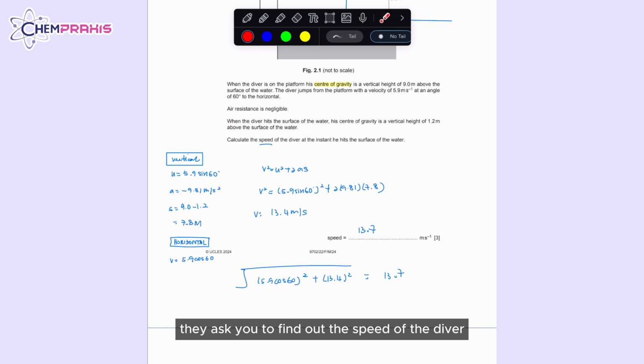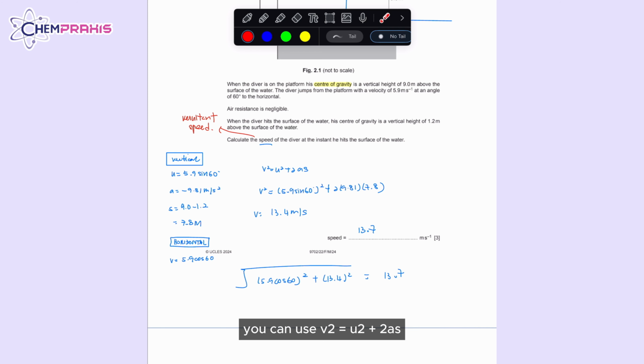Bear in mind, they ask you to find out the speed of the diver, meaning that they would like you to find out the resultant speed. If they want you to find the vertical or horizontal speed, they will tell you directly. After breaking down all the given values, you can use v² equals u² plus 2as to find out the vertical speed. And to find the resultant speed, you need to use the square root of (5.9 times cosine 60) squared, which is the horizontal speed, plus 13.4 squared, which is the vertical speed, and you will get 13.7 as the final answer.